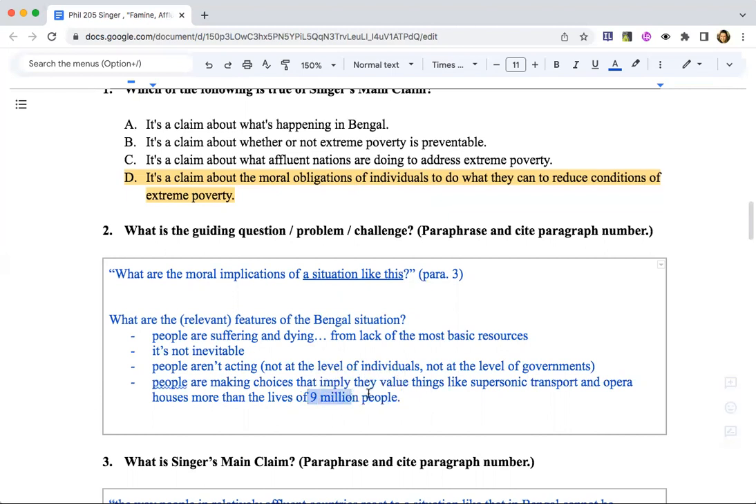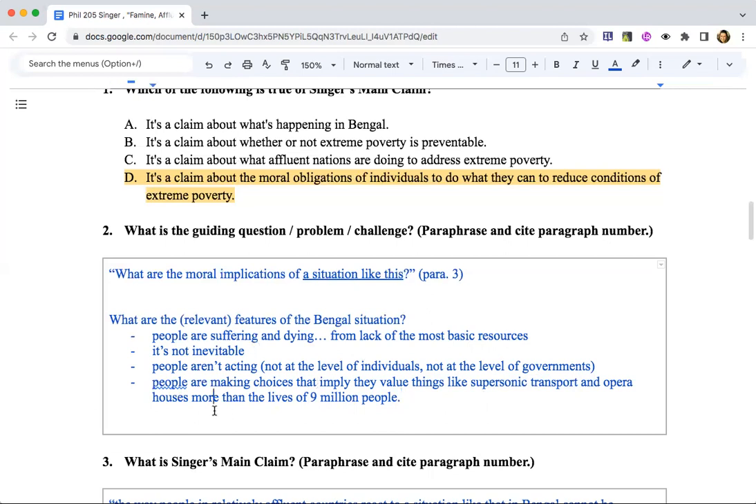Now, the exact numbers and the exact choices will vary, right? So we could write something more general. They value arts and advanced transportation and such social nice-to-haves more than the lives of huge numbers of people. Okay, so those are the relevant features.